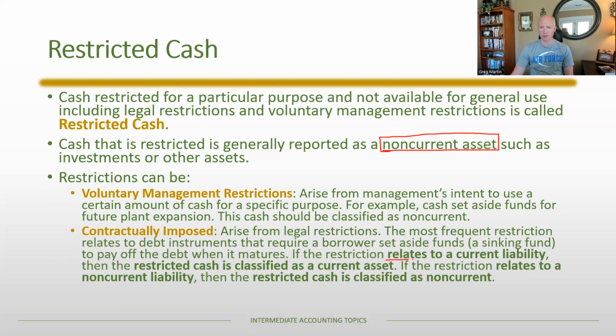And the key here is, I probably should have put it in purple. If the contract is arising from a current liability, then that restricted cash is still a current asset. Now it's separate from cash, it's restricted cash, but it would be current. And if the liability is a non-current liability, then that restricted cash would be non-current. So voluntary, always non-current. Contractually imposed, it depends on the maturity of the liability that it's tied to. A current liability means it's a current asset. Non-current liability would be a non-current asset.